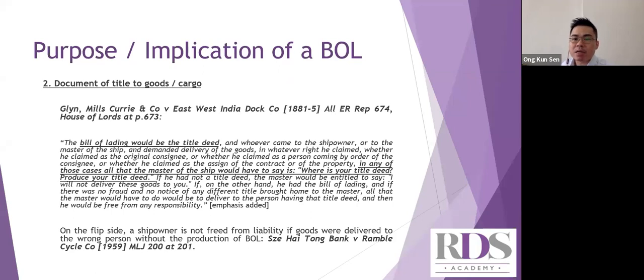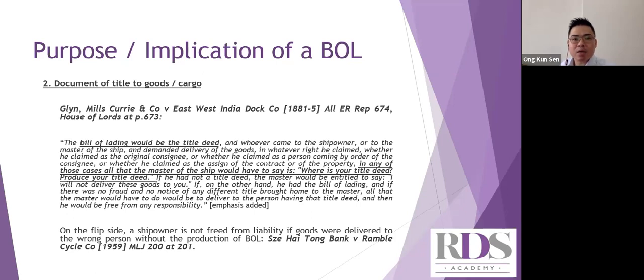So further down, this is what the House of Lords said. In any of those cases, all that the master of the ship would have to say is this: where is your title deed? Produce your title deed. So say, for example, if Kuhan, for some reason, cannot produce the BOL, the ship owner will not deliver the goods to him. Further down, this is what the House of Lords further said.